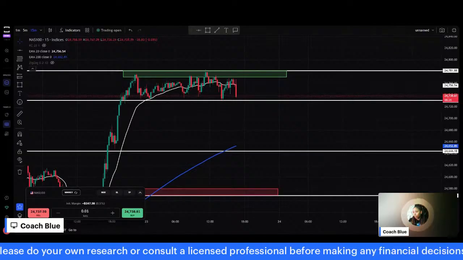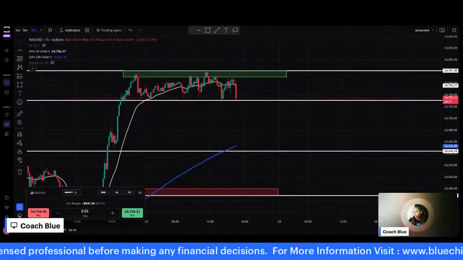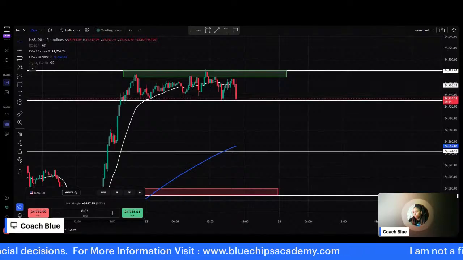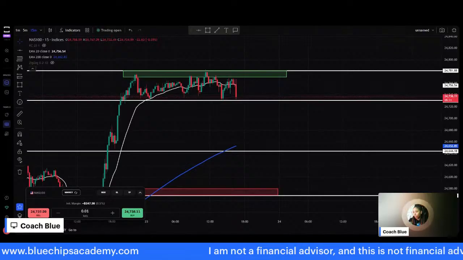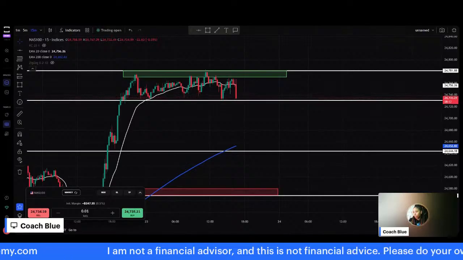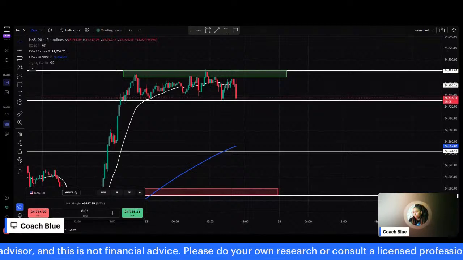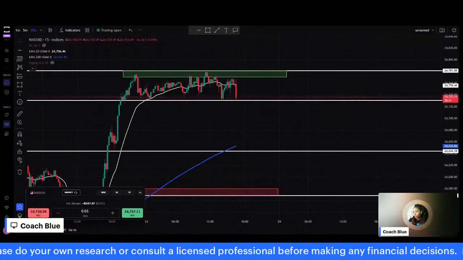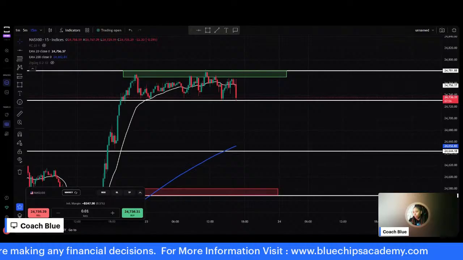It's going to be one of those mornings, guys, where price can go one way or the other. NAS has been on a nice uptrend for a while, so it might be time for some type of correction. But we'll see. We'll see what happens.